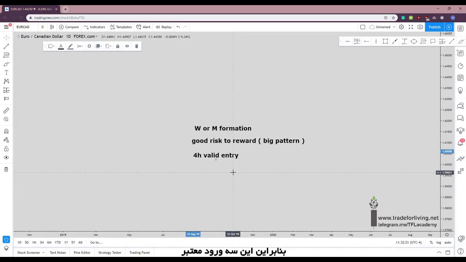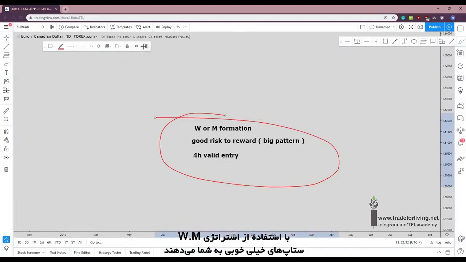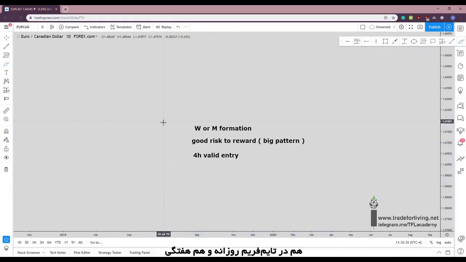So basically these 3 valid entries combined with market structure and momentum being on your side will give you very good setups using the WM strategy, both on the weekly and daily time frame.